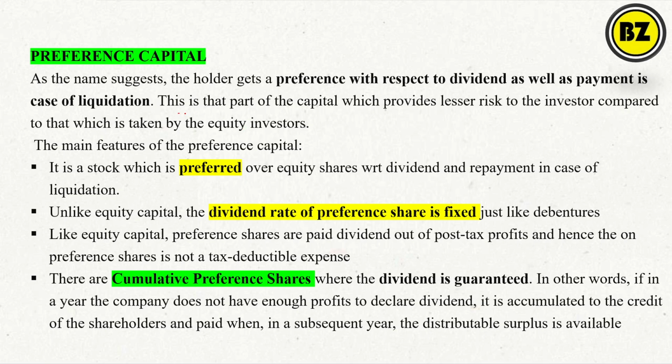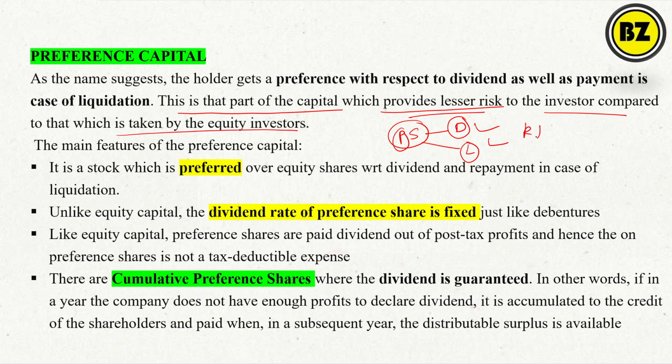This is the part of the capital which provides lesser risk to the investor as compared to that taken by the equity investor. If you purchase preference shares, you will always prefer them, because you get preference in the dividend payment, and preference to get the proceeds after the liquidation of the company. The name itself is preference, so you will be preferred. That's why the risk will be less, right? So this is all about preference share capital.